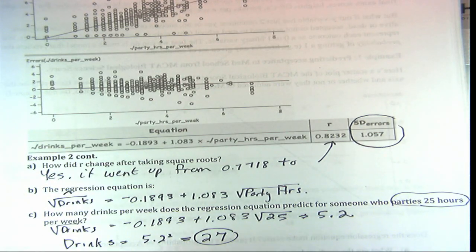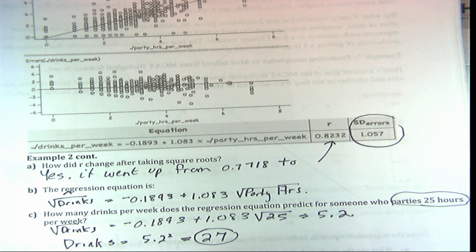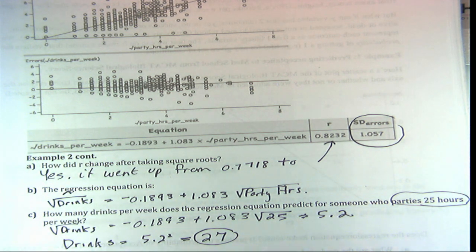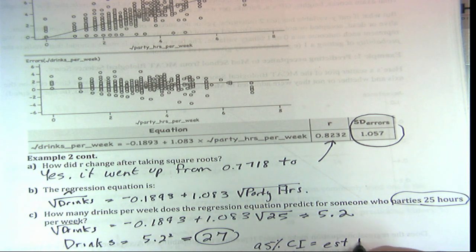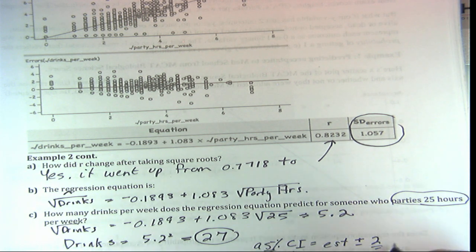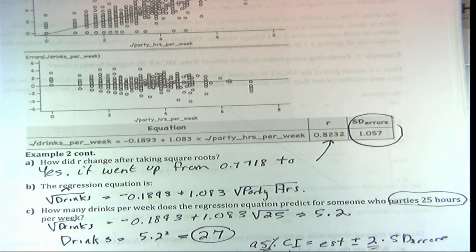So step one, our 95% confidence interval for the square root of the drinks is equal to our estimate for the square root of the drinks, right? Plus or minus the 95%, I'll just write it here. The 95% confidence interval is going to be equal to our estimate plus or minus 2, because that goes with the 95%, times the standard deviation of the errors. That's what we're doing here. But this only applies to the square root.